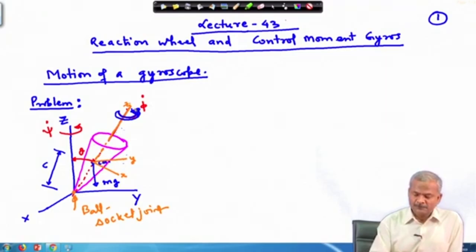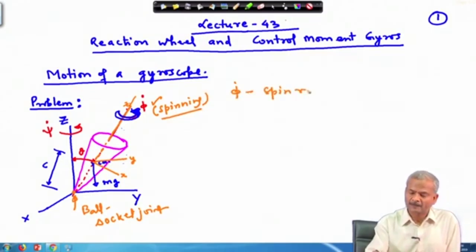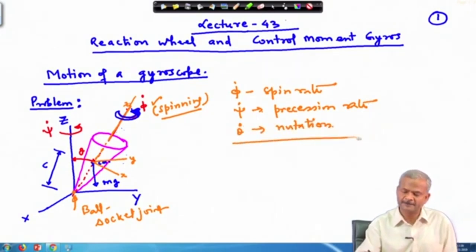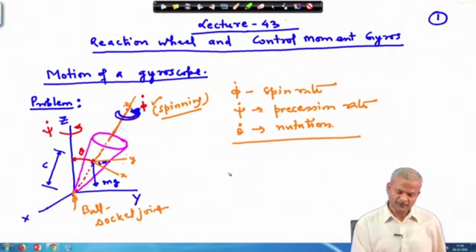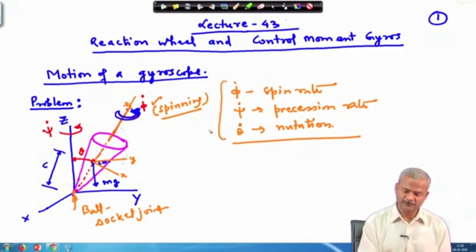Now, this cone is rotating on its axis, basically this is the spin. This phi dot is the spin rate, and psi dot is your precession rate, and theta dot we will call the nutation rate. Already we have discussed this in rigid body dynamics. So, we will do this problem. This will expose you to how the rigid body dynamics problem can be solved.